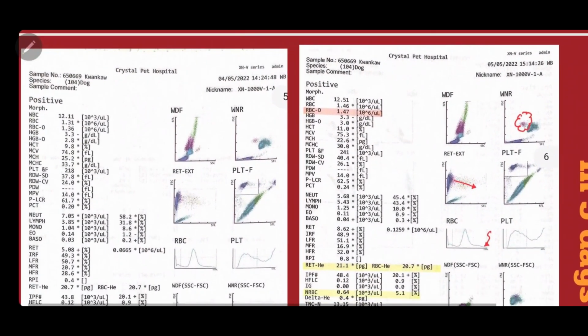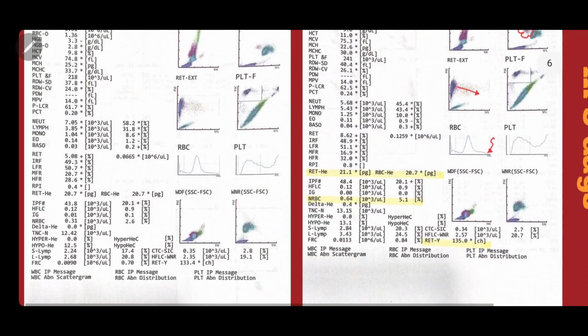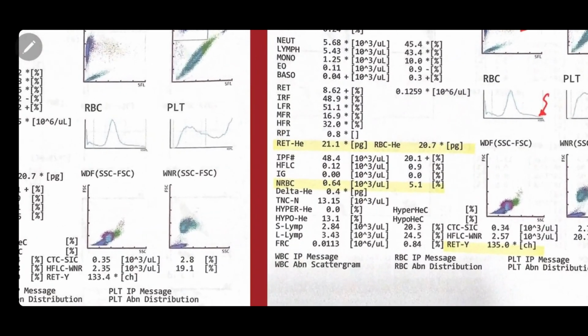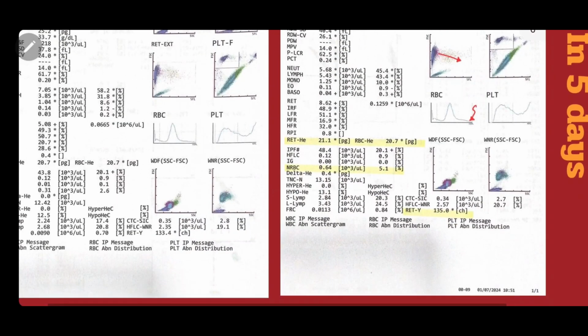Look at days 4 and 5. What we will see is an increased presence of NRBC. Or we might notice that the RetY value decreases as the animal begins to become iron deficient. We will see higher FRC values. The significance lies in the next point.